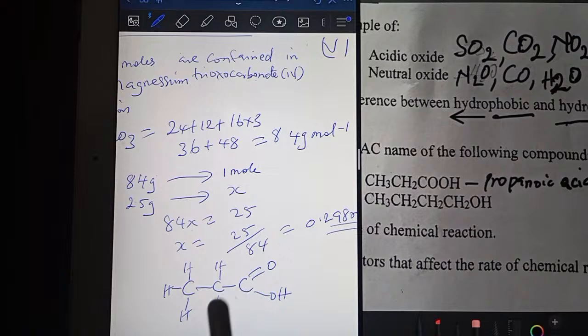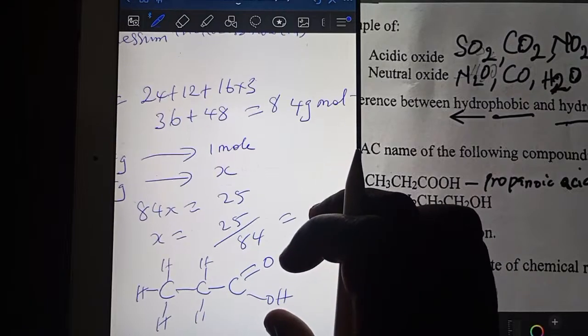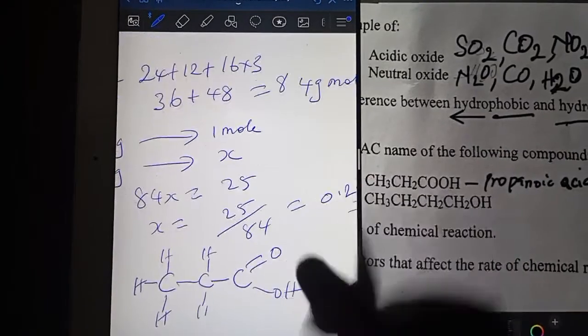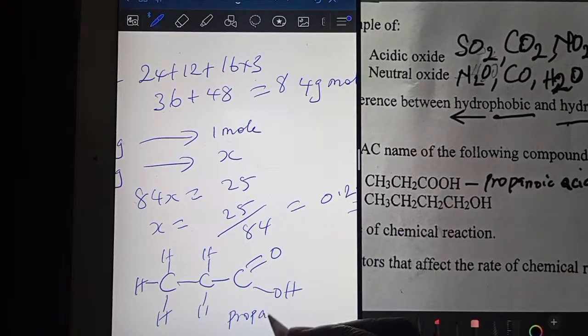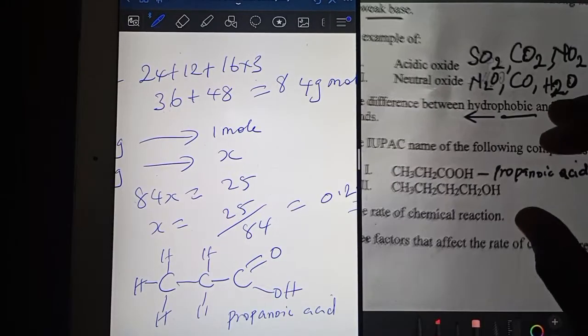3 is prop, while 2 is eth, 1 is meth. So the root is prop. Then what's the suffix? COOH is anoic acid. So you have propanoic acid. So that's the name. Then we'll move to this one.